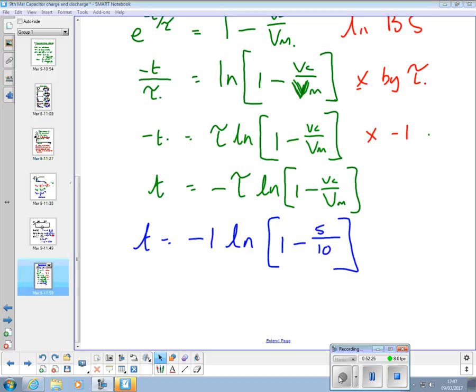So what is the answer then? 0.69 seconds. Does that match? Okay. And this repeatability of the charge-discharge thing, because the discharge is just as repeatable, is why capacitors are used quite extensively in timing circuits, because that's a very repeatable thing that you can measure.